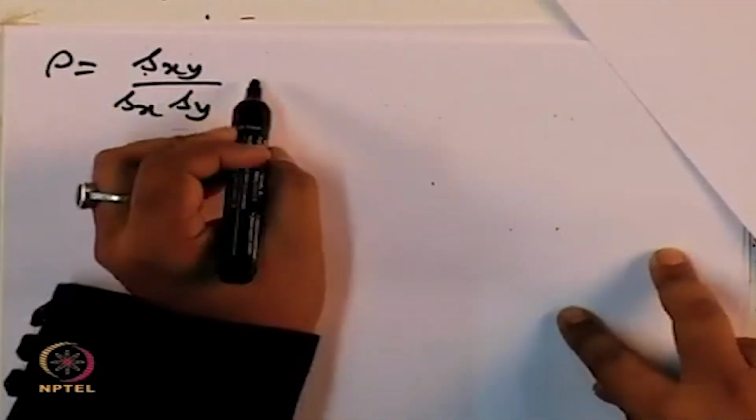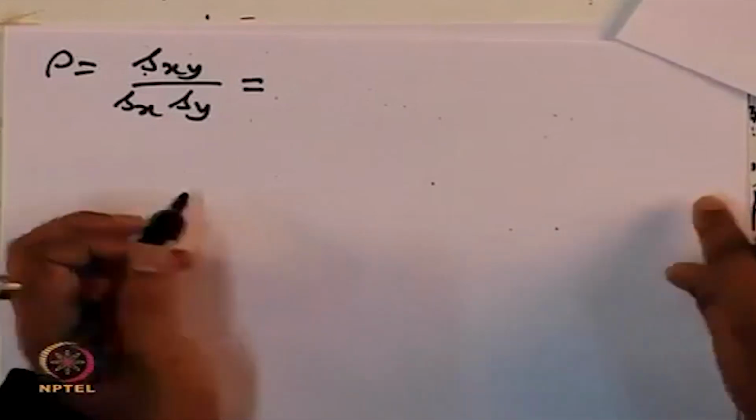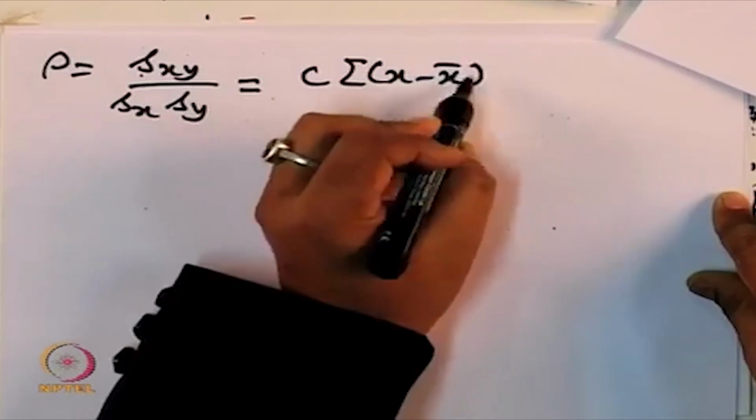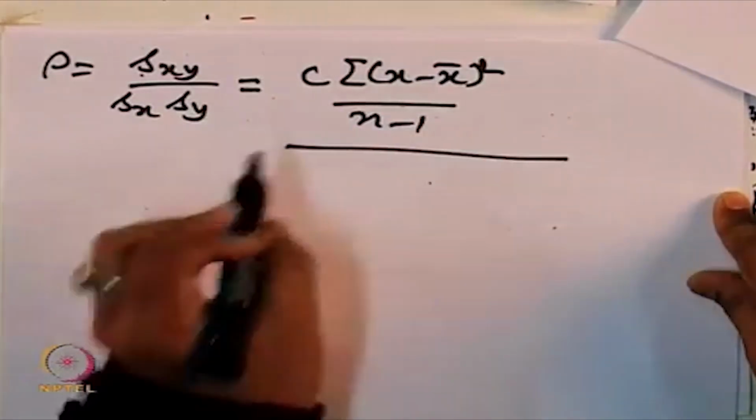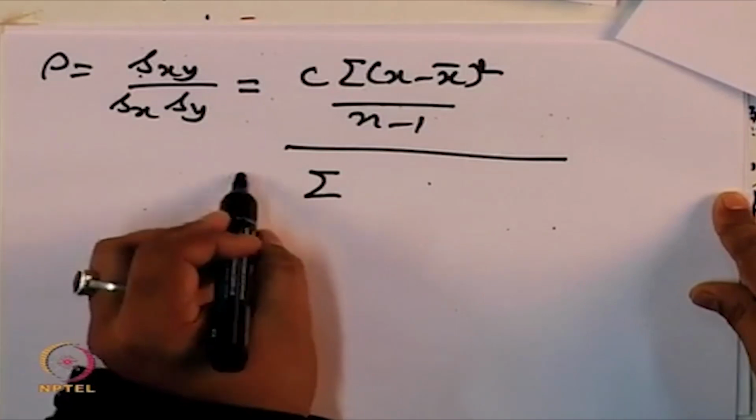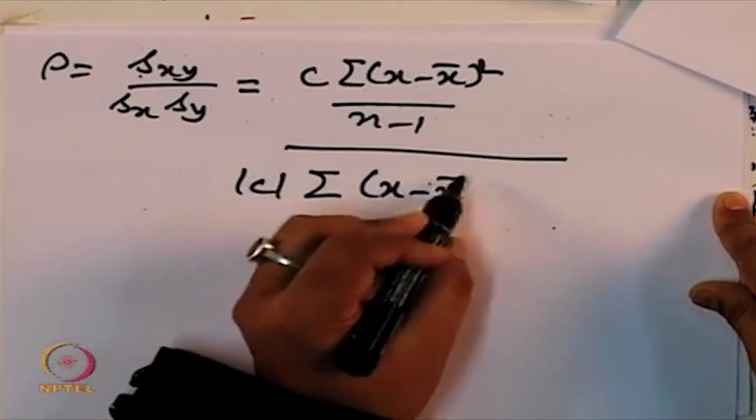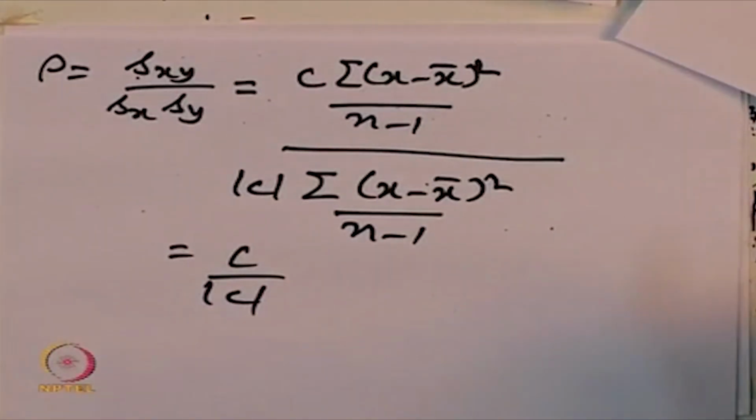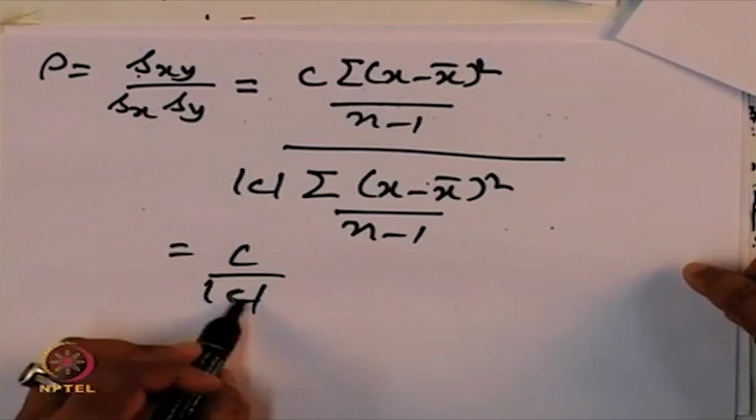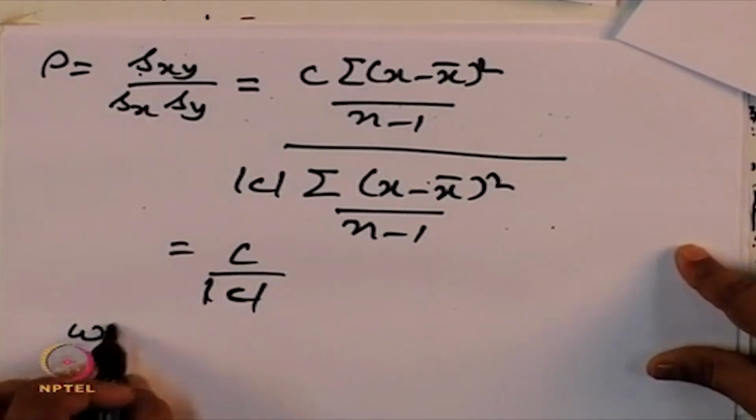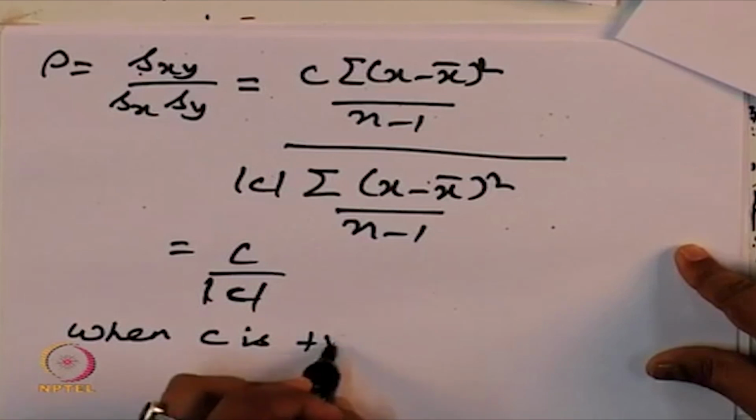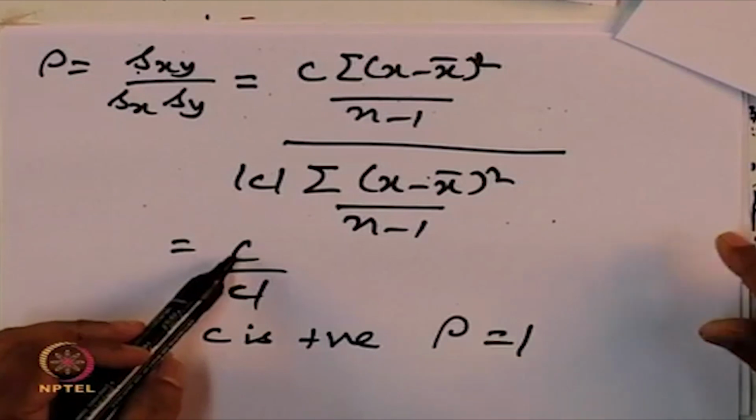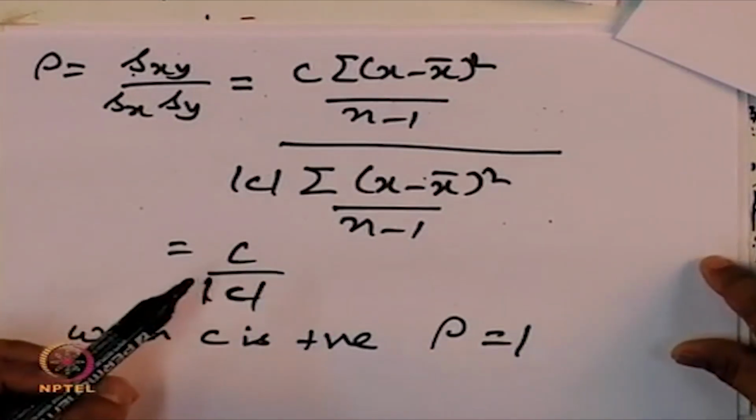which is going to be equal to c into summation of (x minus x bar) whole square by n minus 1, divided by mod c summation of (x minus x bar) whole square by n minus 1, which is equal to c by mod c. Okay. So, when c is positive, I can clearly see rho is going to be 1. So, if let us say c is 5, then 5 by mod 5 is simply equal to 1.